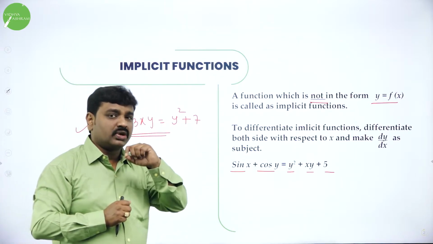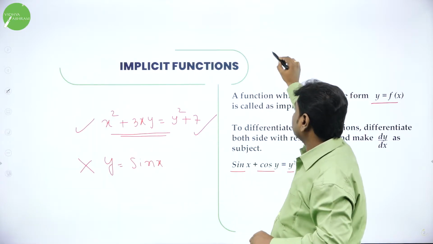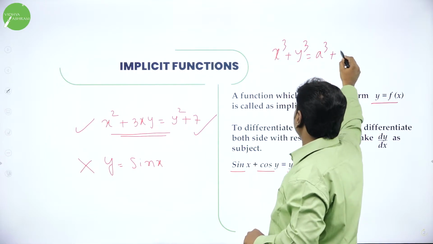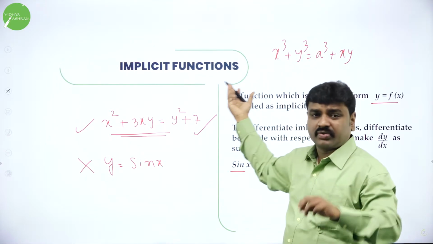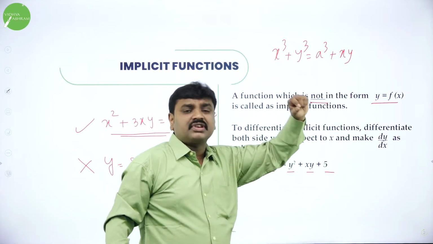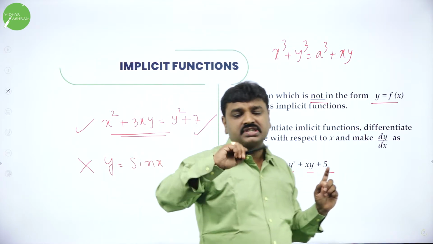We differentiate only what? Implicit functions. If problem is like this, it is implicit. Or suppose x cube plus y cube is equal to a cube plus xy. This is also implicit. Here y is not separated. Y is equal to f of x form is not there. This is implicit. If it is implicit, simple, to differentiate implicit, differentiate both sides.